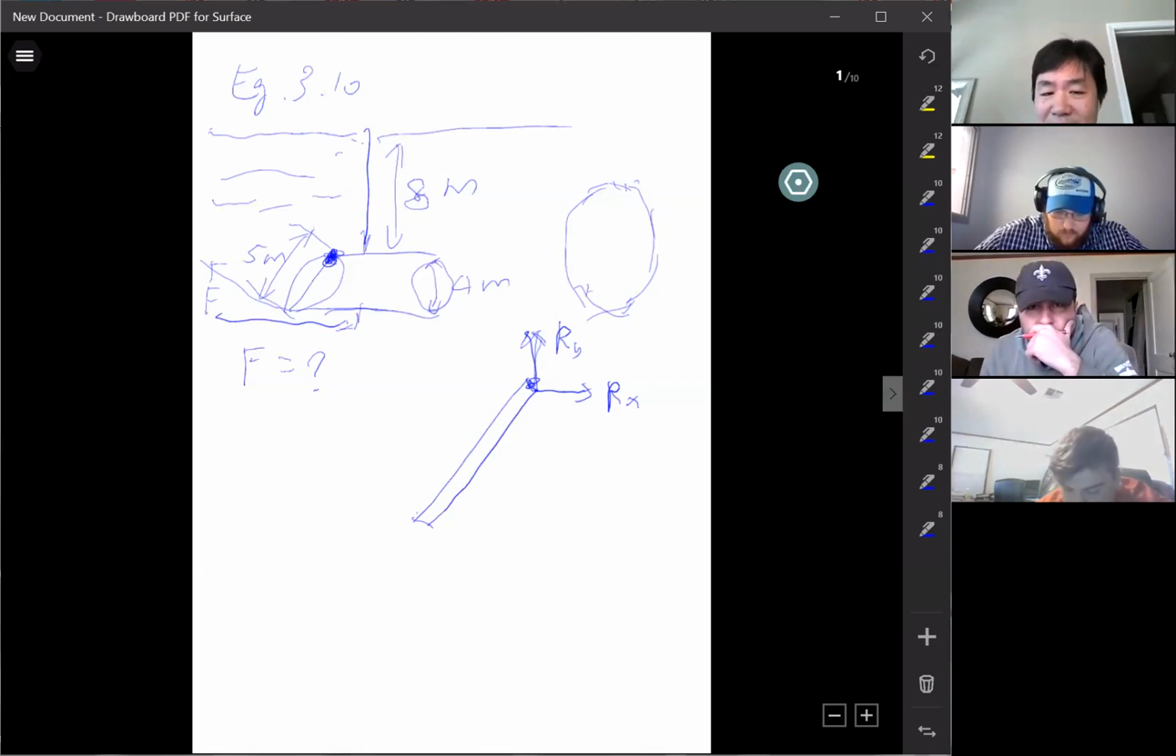Then you have to replace the support, which is the hinge, by the two forces. The hinge stops you from going this way and that way. So you can put arbitrary Rx and Ry. Okay, I stop here.